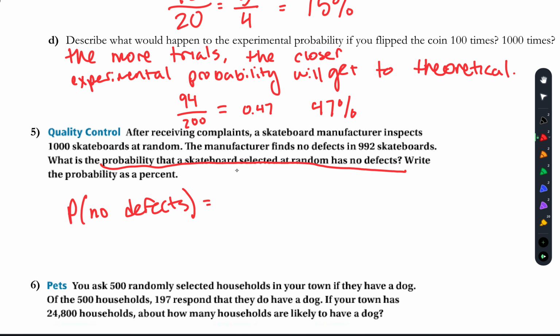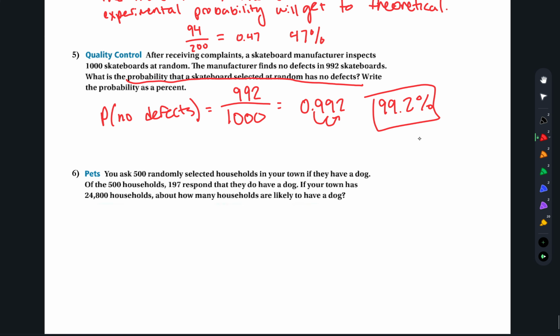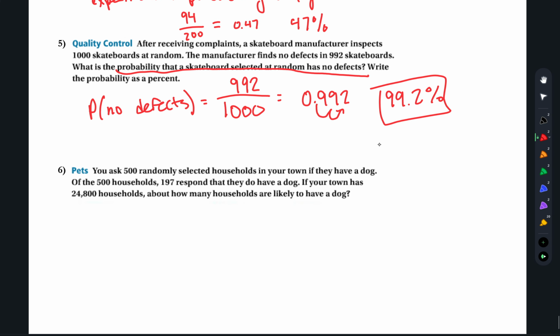How many total skateboards are there? 1,000. How many of them have no defects? 992. So in order to find this probability as a percent, I'm going to do 992 divided by 1,000. I'm going to get 0.992. And then how do I write this as a percent? I move that decimal twice to get 99.2%. So 0.8% are defective, correct.